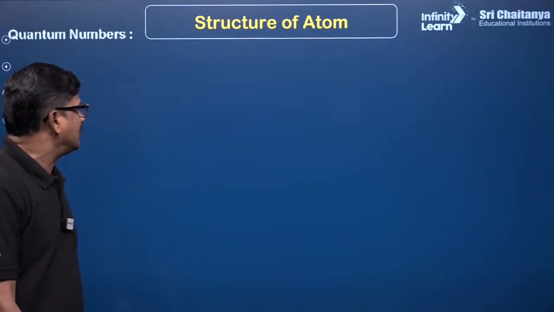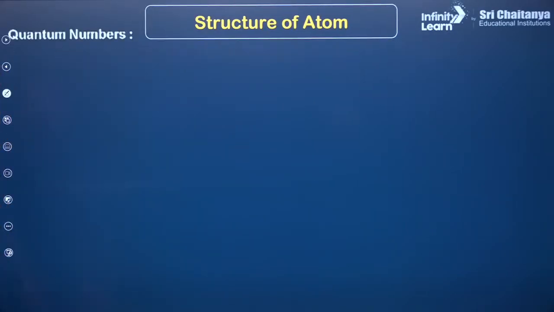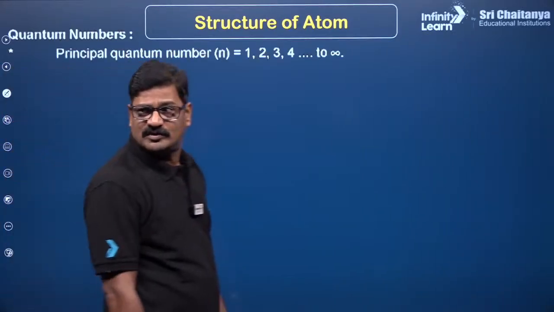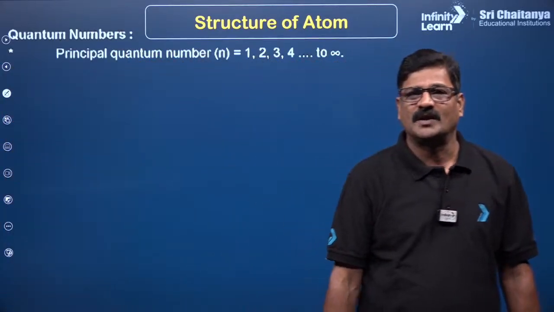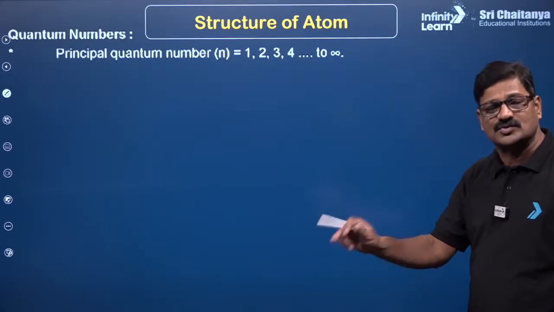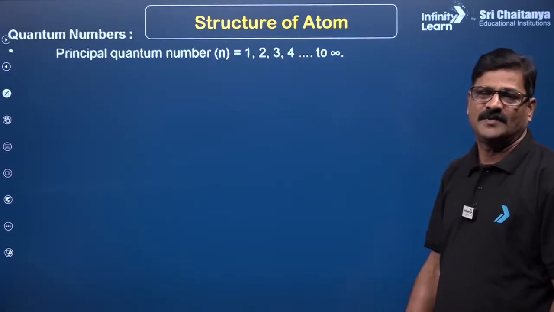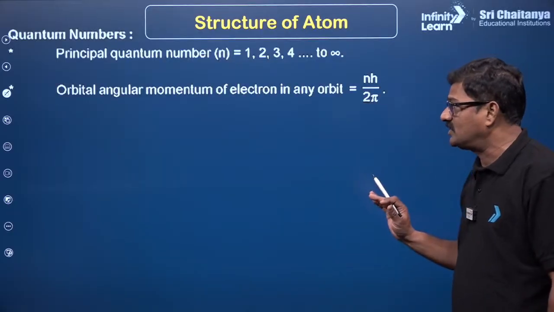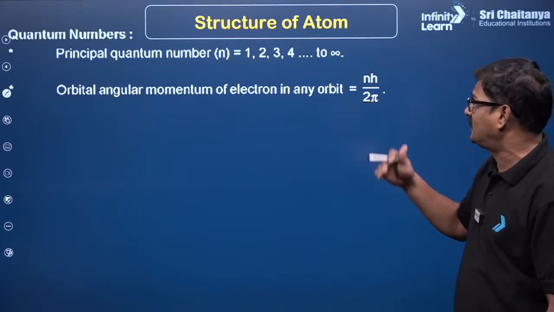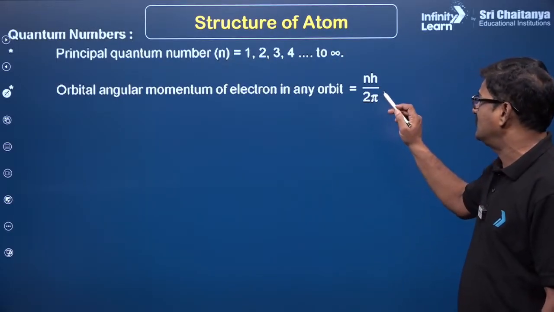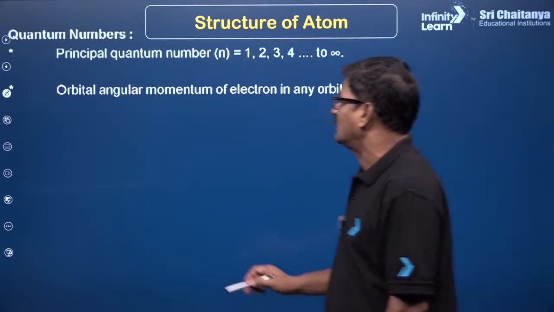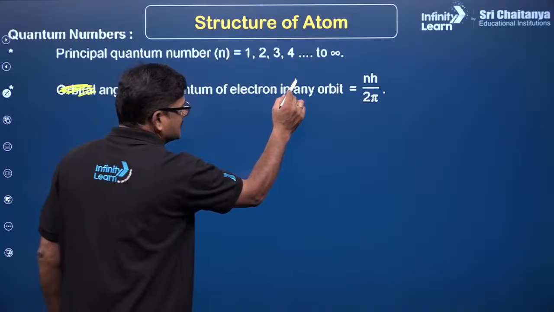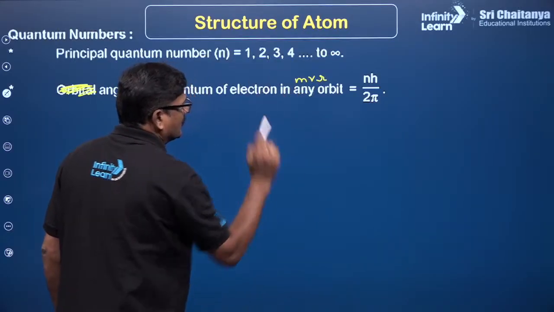Another topic is quantum numbers. The principal quantum number talks about to which shell an electron belongs. Its value is going to be 1, 2, 3, 4 till infinity. This belongs to the shell. And the angular momentum of an electron is given as nh by 2 pi. It is angular momentum, not orbital angular momentum. It's angular momentum, that is given as mvr.